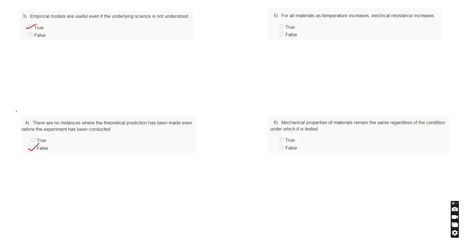Okay, now let us go to the fifth problem. For all materials, as temperature increases, electrical resistance increases. Is that true or false? That will be false. Okay.